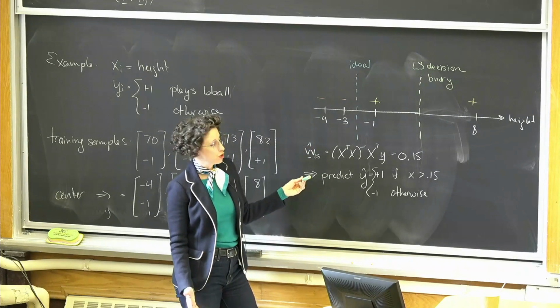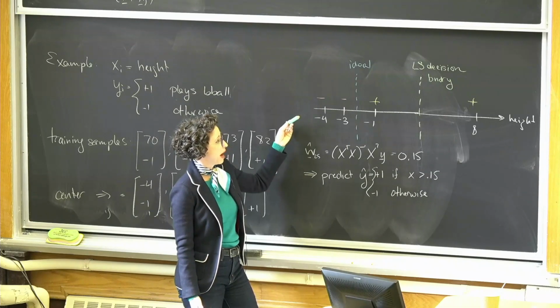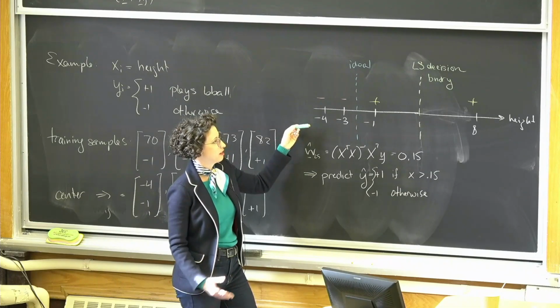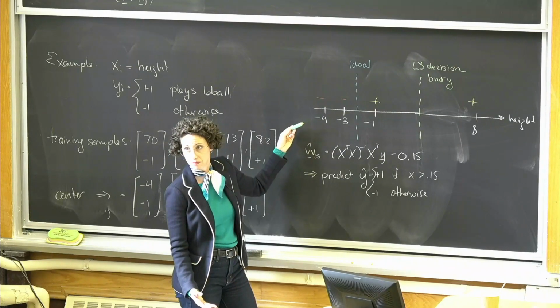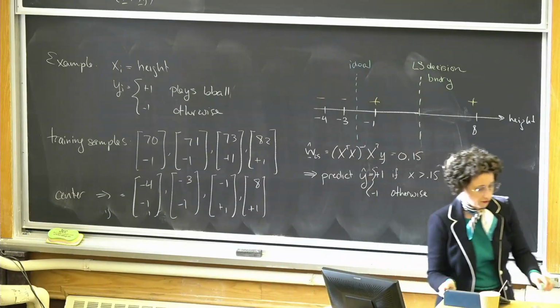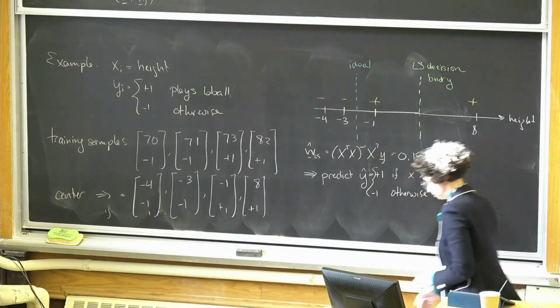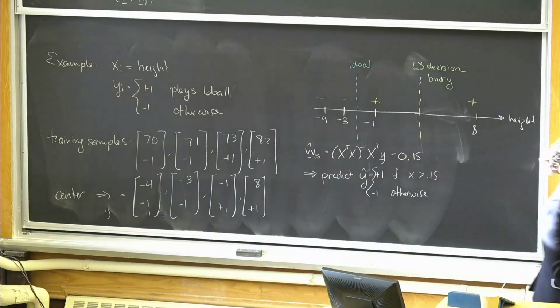So this is just a simple toy example illustrating how least squares can give you bad classifiers even in easy settings where a perfect classifier exists. And so what we need then is an alternative to least squares. Any questions about this example?